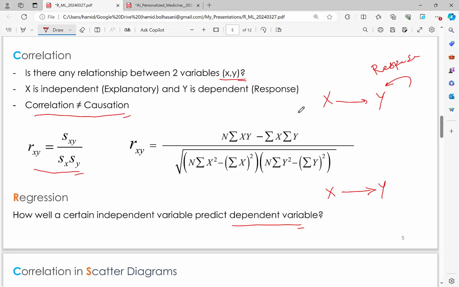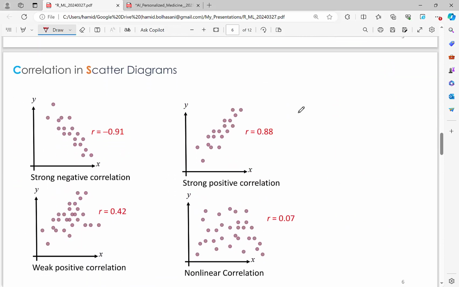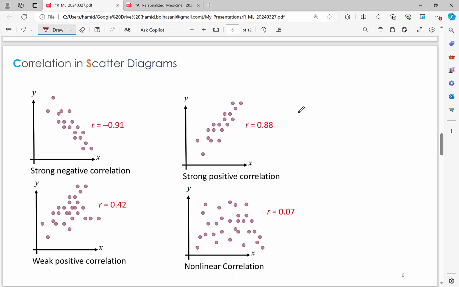We will cover some examples in the following, but for example, here is the square meters of a house, and this is the price. So there should be a relationship between these two parameters, and correlation wants to find what the relation is between these two variables. Okay, here we have some examples with scatter diagrams.